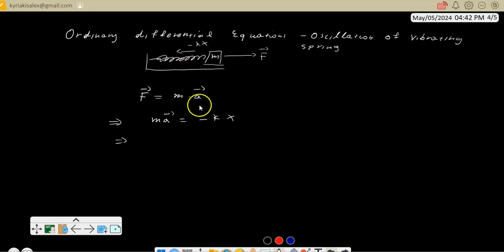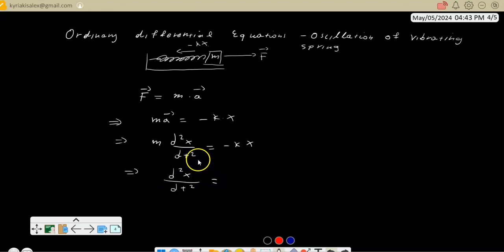So we impose Newton's second law of motion, and at the right hand side we have the force that tends to bring back the mass to the initial position. So from here we can solve the ordinary differential equation. We divide by the mass, which is different from 0, of course.